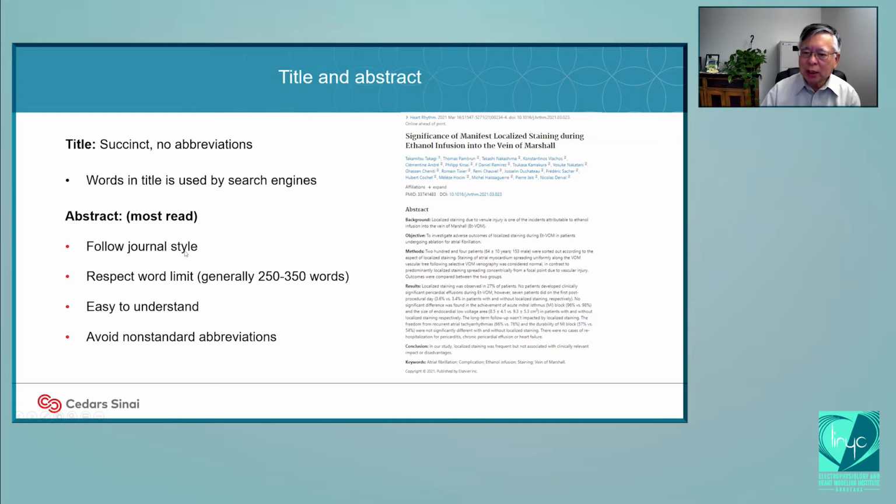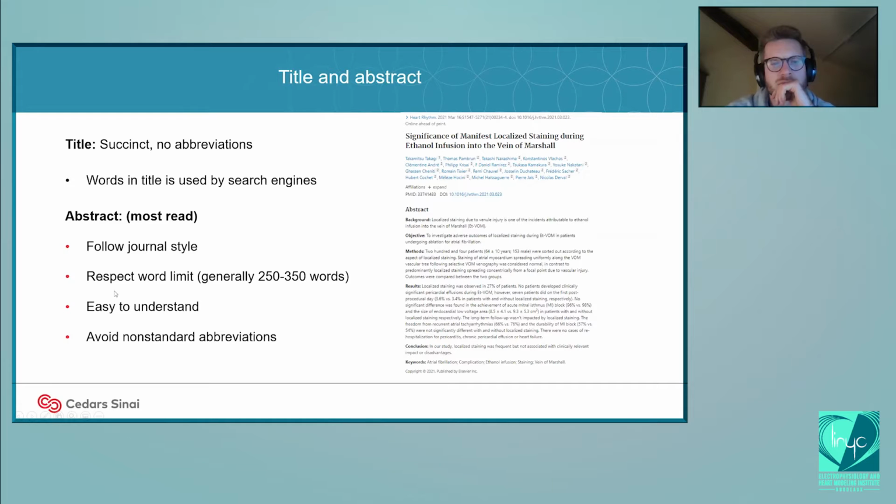You want to follow the journal style, and you have to respect the word limit. Currently, during the first submission, the staff do not perform detailed quality analysis of the paper. So if you have an abstract, chances are it's going to pass through for the first review. However, it is good to respect the journal word limit. For Heart Rhythm it is 250, I believe, and for Circulation it is 350. So you want to look into the instructions to authors and see how many it is.